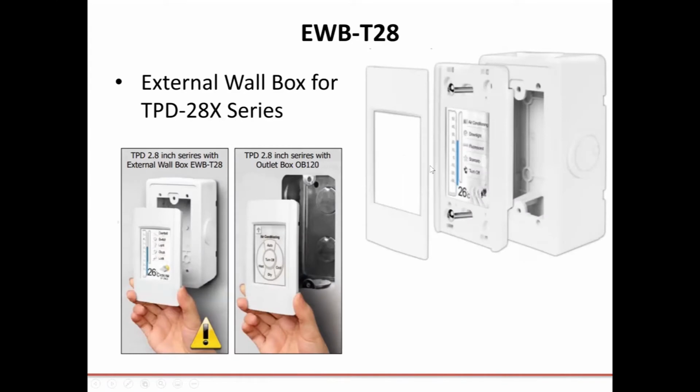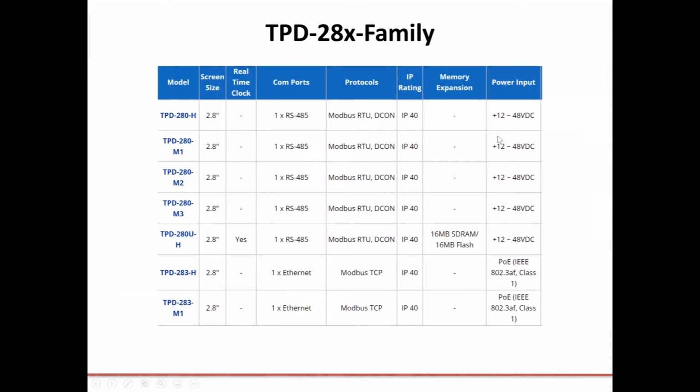Let's just take a look at the external wall box for these devices. This is called the EWB T28, and it's just what you see on the tin. You can see the exploded diagram here on the right showing how it all fits together. And just to give you an example of what is available in our TPD 280 family. Oh, it looks like the T83 is Ethernet only, so I was right the first time.